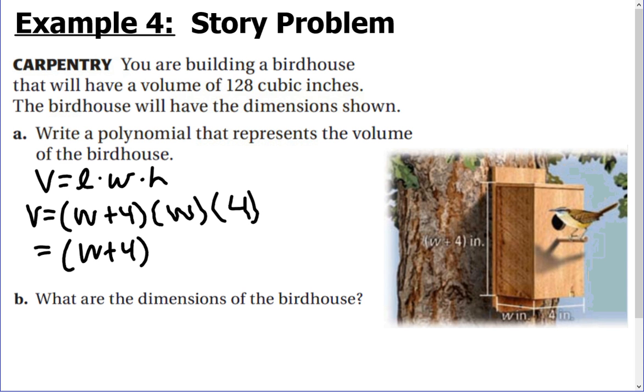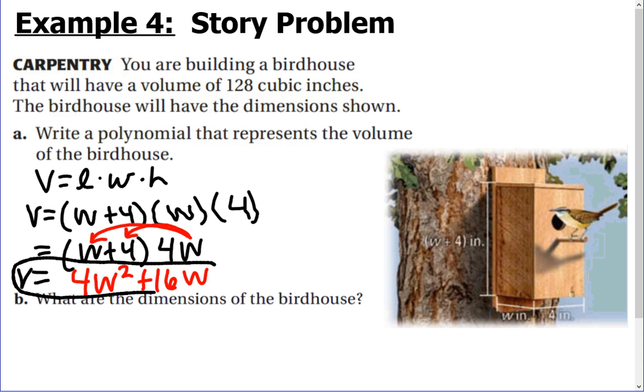So when you multiply W times 4, that's 4W. And then let's distribute the 4W. So 4W times W is 4W squared, and 4W times 4 is 16W. So that's my volume. Volume equals 4W squared plus 16W. So they want to know what are the dimensions of the birdhouse. In order to find the dimensions, I have to find what W is. So we need to solve for W.